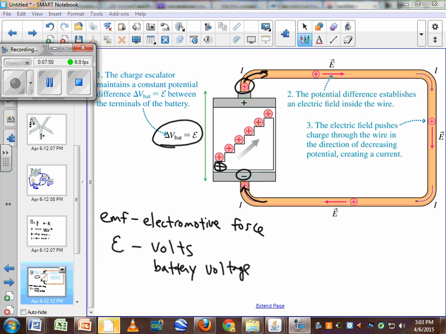Well, there's this charge escalator model, and what happens is the chemical reaction within this battery does work on this positive charge, lifts it up, does work, gives it energy, and puts it back into the circuit. And so if you read this, it says the charge escalator maintains a constant potential difference between the terminals of the battery. And the way that's done is with that chemical reaction inside that battery takes those positive charges and pushes them to places they'd rather not be, up in this positive area. But then they're released into the circuit and they flow through that circuit.